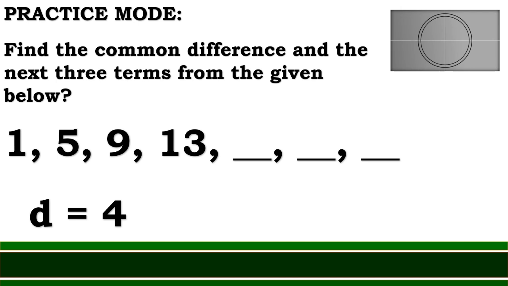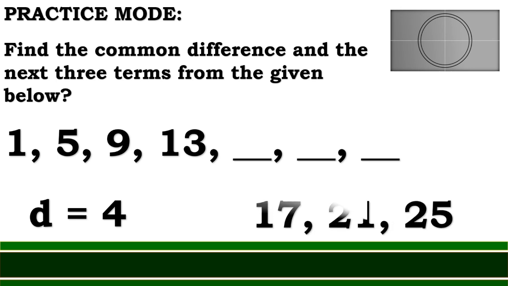How about the next three terms? We have here 17, 21, and 25. By adding the preceding term to its common difference, 13 plus 4 will give you 17. 17 plus 4, 21. 21 plus 4 is 25.